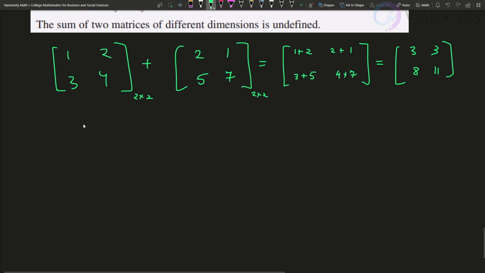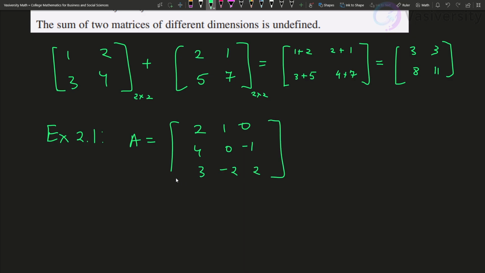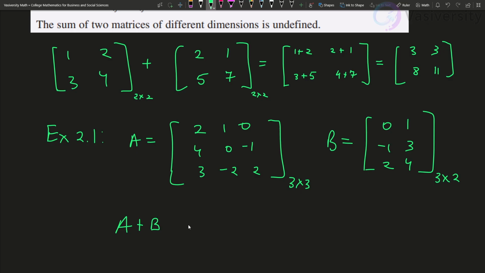So, for example, if we had matrix A, 2, 1, 0, 4, 0, -1, 3, -2, 2, and we decided to add it to a matrix B, and B would be something like 0, 1, -1, 3, 2, 4, we cannot add it. This one's 3 by 3. This one's 3 by 2. So A plus B doesn't exist. We can't add it.